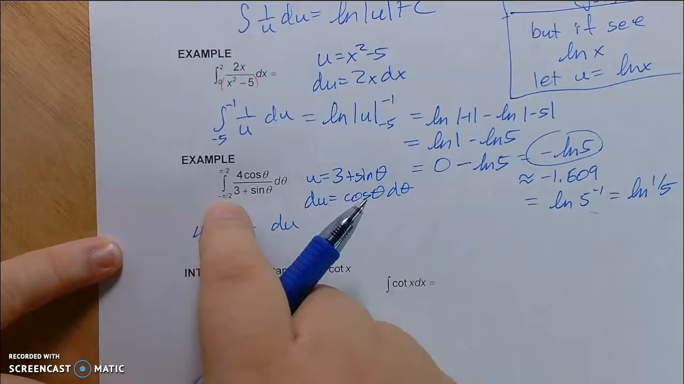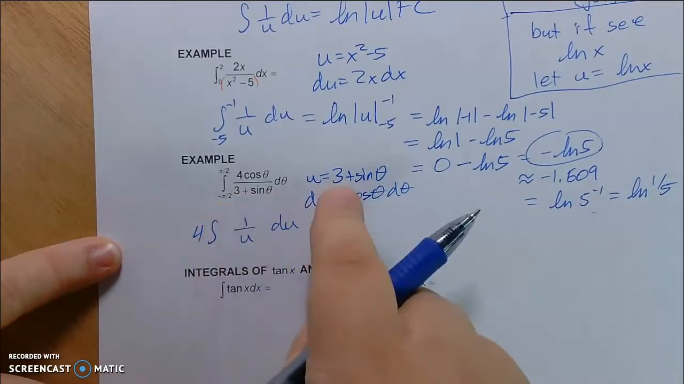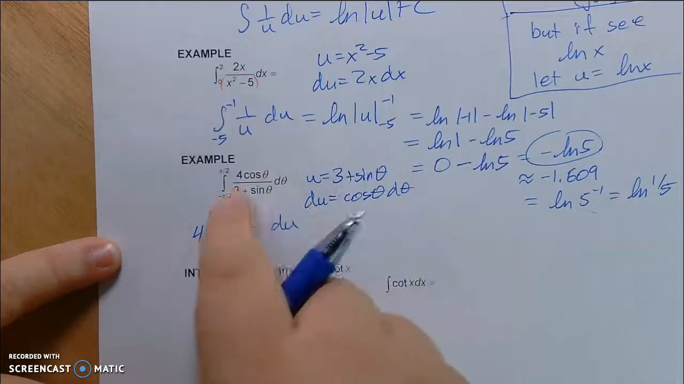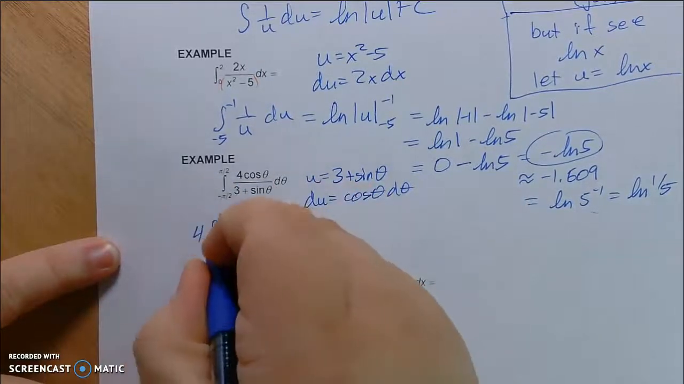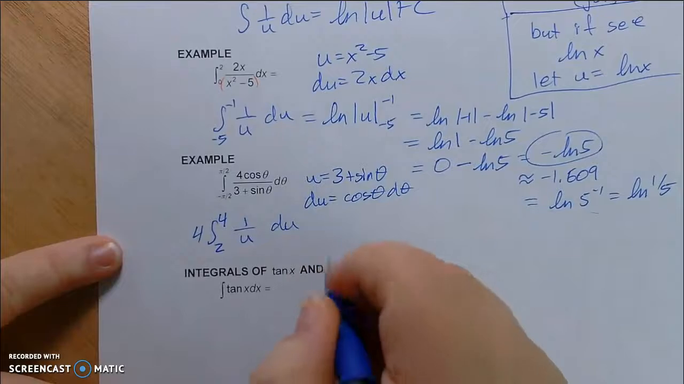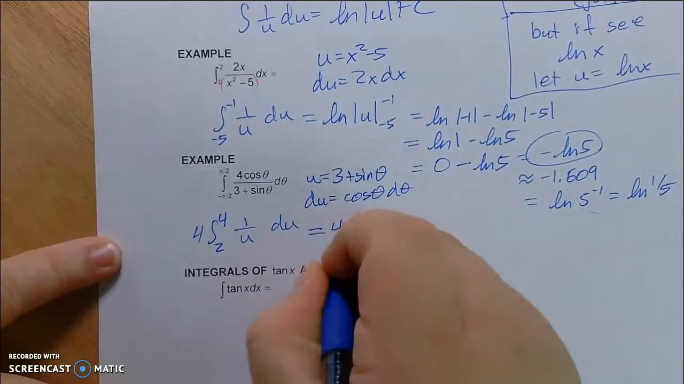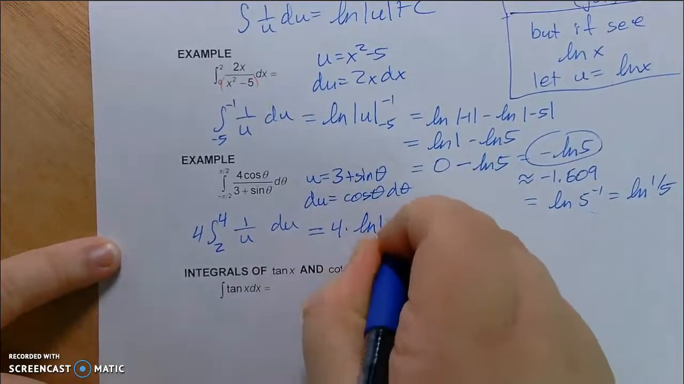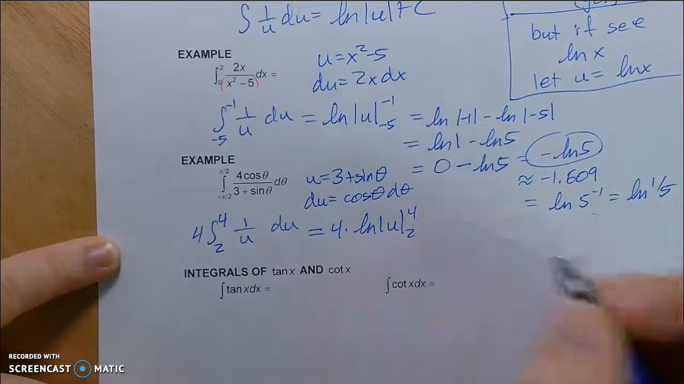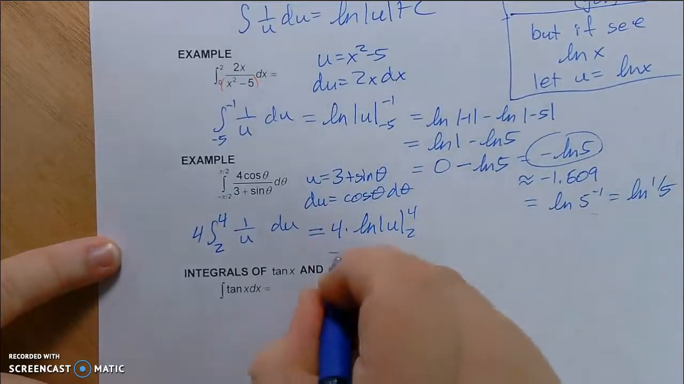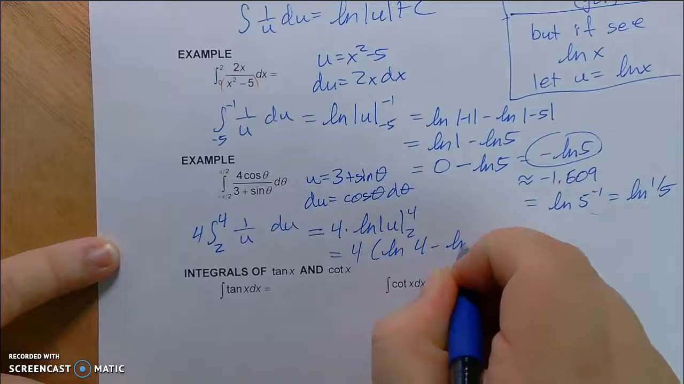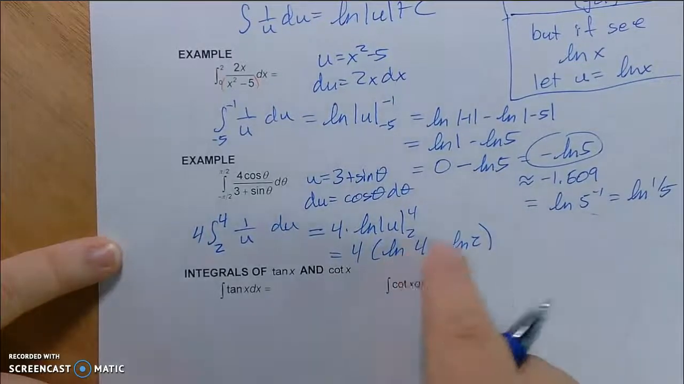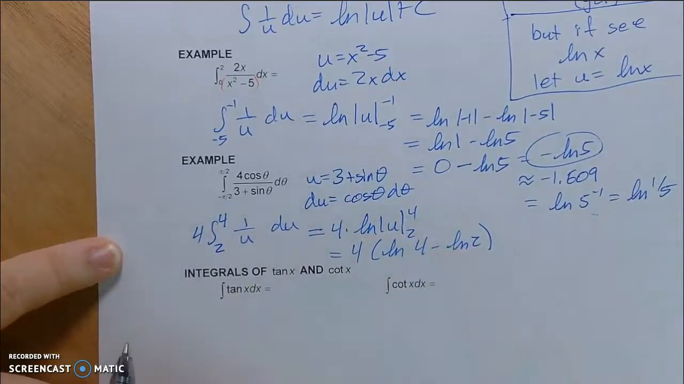Sine of negative pi over 2 is going to be negative 1. So 3 minus 1 is 2. Sine of pi over 2 is 1. 3 plus 1 is 4. So this becomes 4 times the natural log of the absolute value of u from 2 to 4. Plug that in, we get 4 times the natural log of 4 minus natural log of 2. I didn't put in my absolute values because they were already positive.